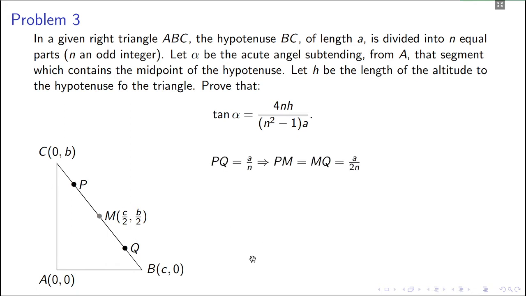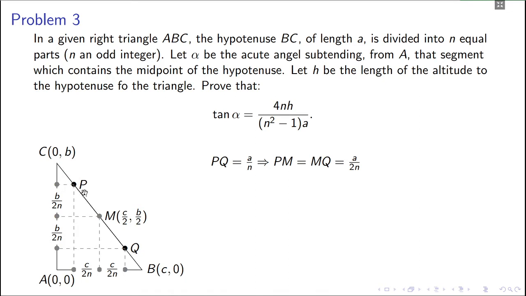So this whole side is a, so the length of PQ is a by n, because we are dividing it into n segments. PM and NQ are equal, and they will be equal to a by 2n. So this length is a by 2n, this length is a by 2n. From there, I just draw the straight lines like before. So this length will be what? This length will be c by 2n, this will be c by 2n, this length will be b by 2n, this length will be b by 2n.